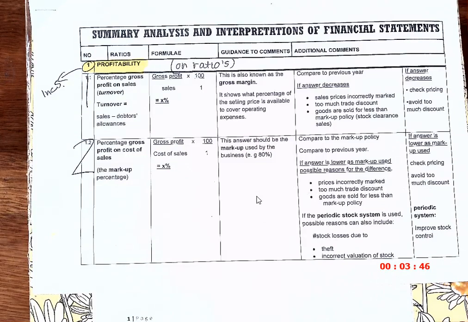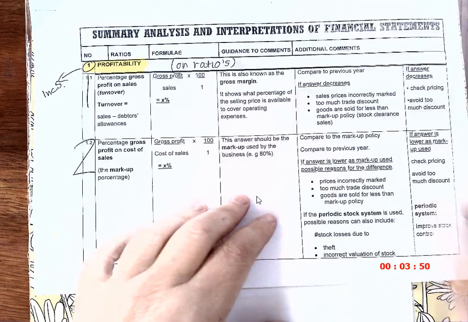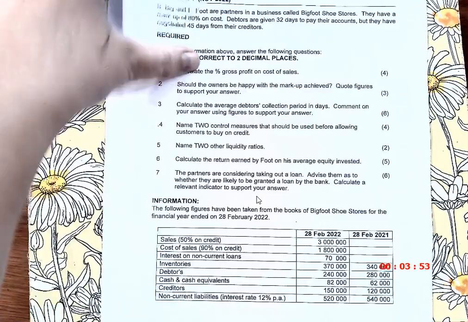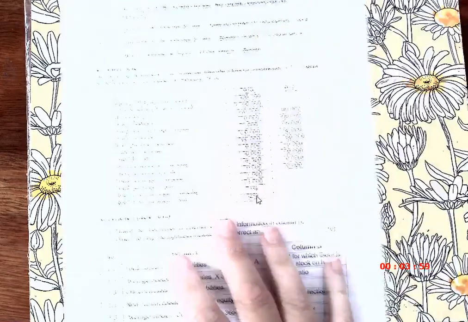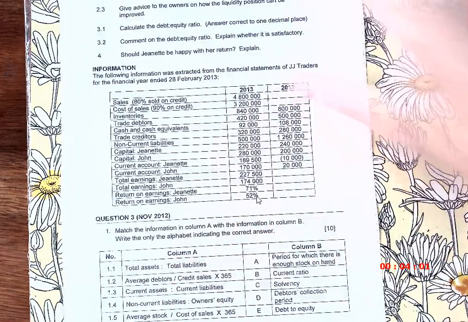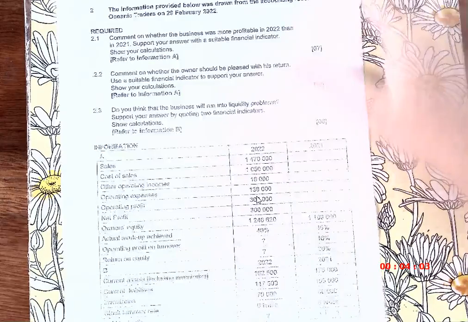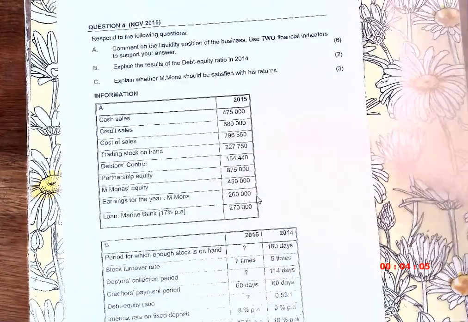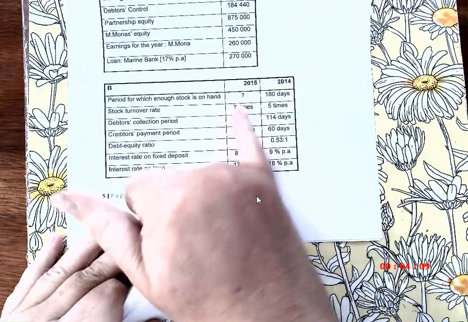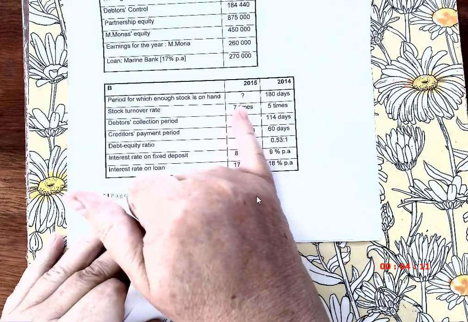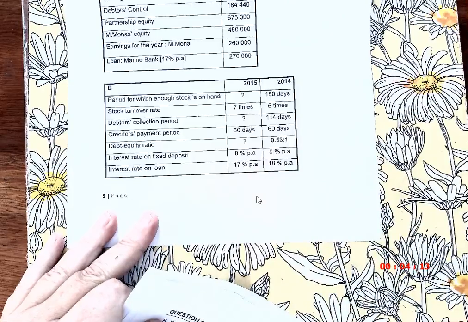Usually how they give you ratios is they will give you information for 2 years, like this. So they will give you the ratios for 2 years, last year and this year, because you want to see if there's an improvement or not.